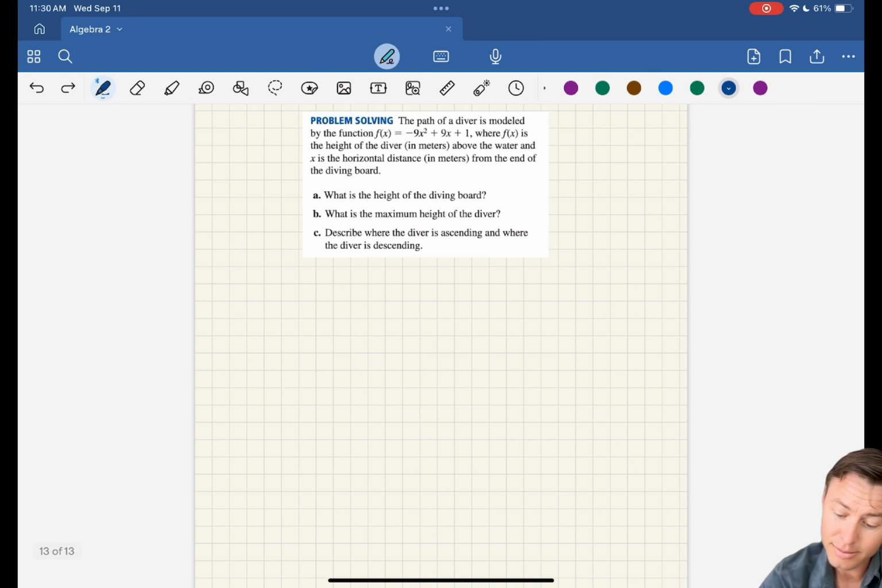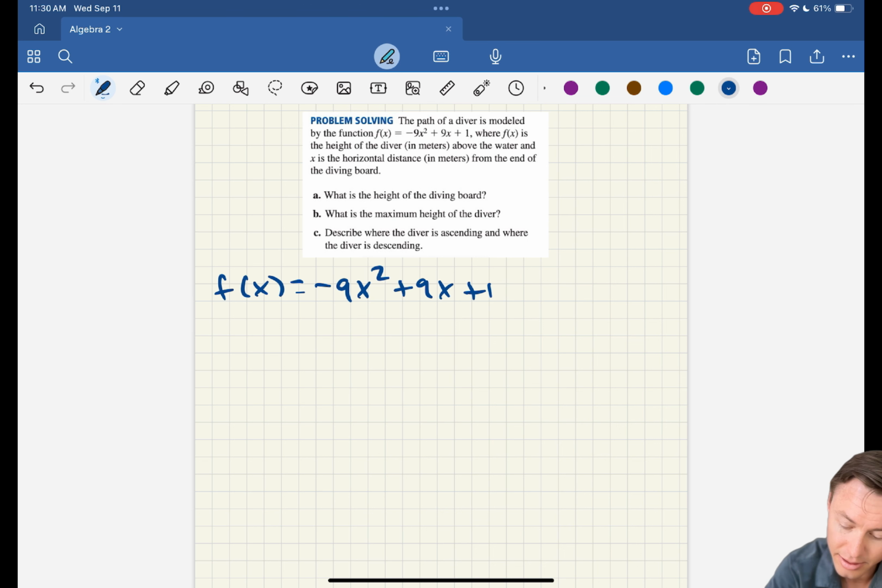Okay, so oftentimes with these real-life quadratic problems, one of the best things you can do first is sketch a graph. So let's rewrite our function. Negative 9x squared plus 9x plus 1. All right, so let's first figure out what our vertex is.